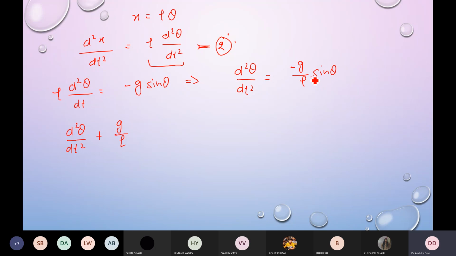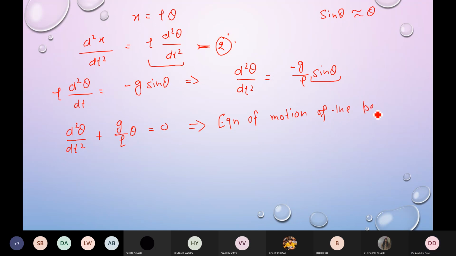Now you can see over here, since theta we have assumed is a small value, for small values of theta, sine theta is approximately equal to theta. So that substitution we can do over here. So d2 theta upon dt square plus g upon L theta is equal to 0, which is the equation of motion of the pendulum.